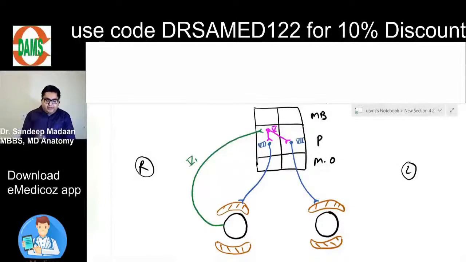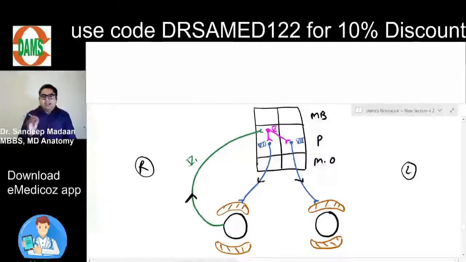So what is the pathway? Pathway is this: when you touch the cornea, afferent will be taken by the fifth nerve, the ophthalmic division of the trigeminal. It will relay into the fifth nerve nucleus, which will make the seventh nerve nucleus fire, and the seventh nerve will fire, and the orbicularis oculi will contract, leading to the blink.